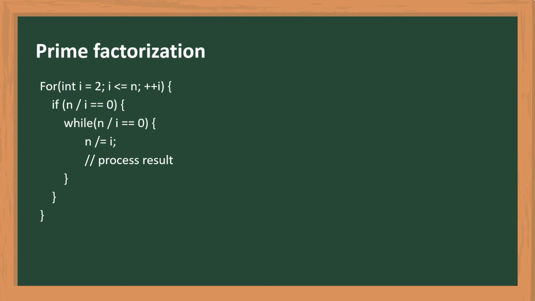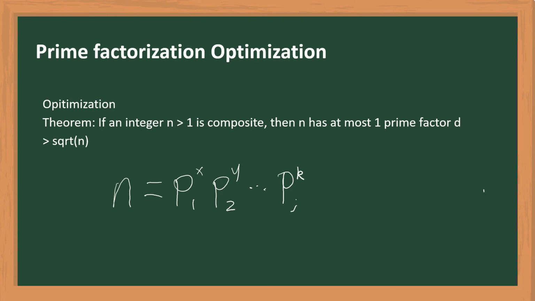Do we have a better solution other than O of n? The answer is yes. There's a theorem saying if an integer is a composite, then that composite has at most one prime factor that's larger than the square root of n. I won't prove it here because it's easy to prove using contradiction.